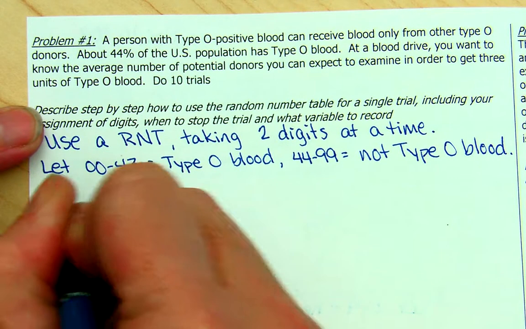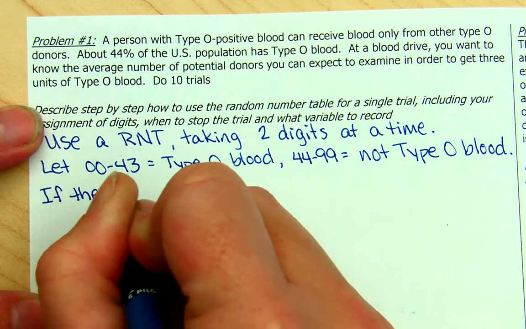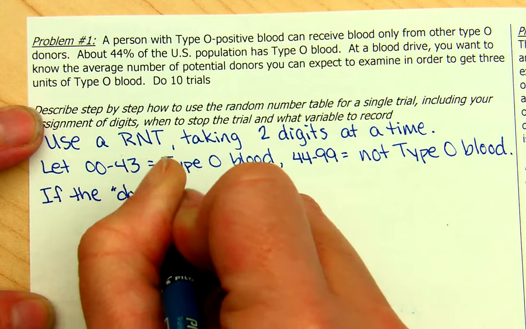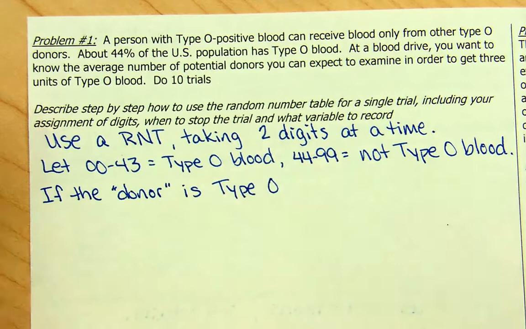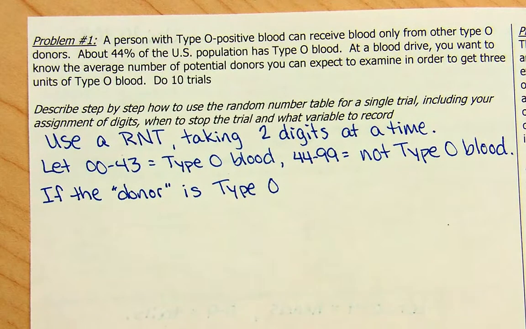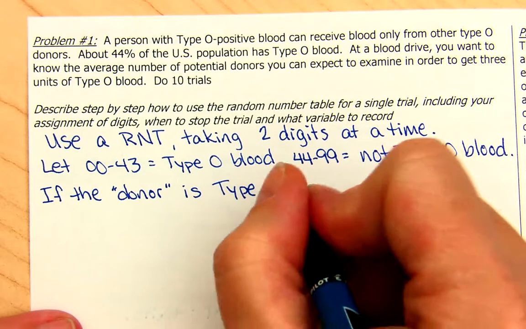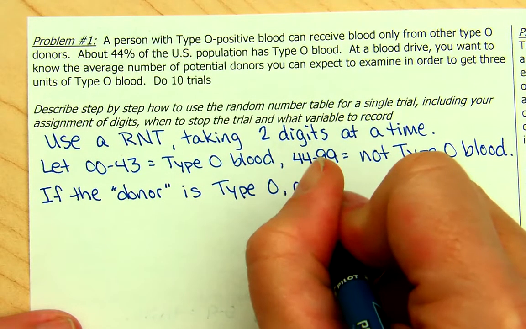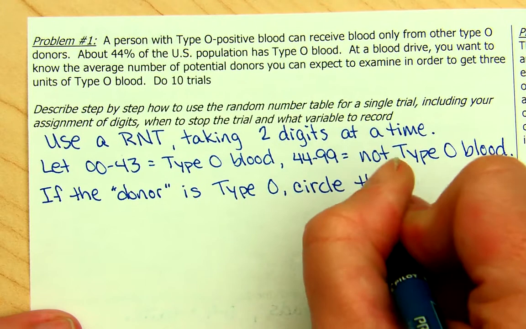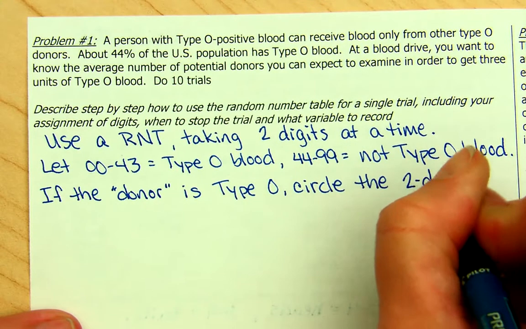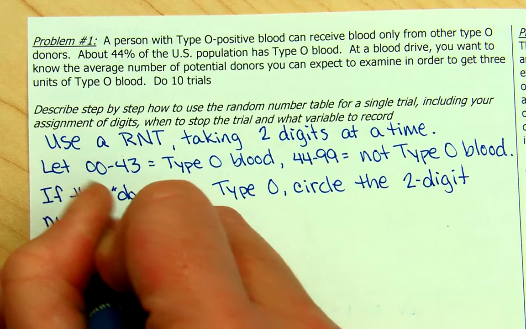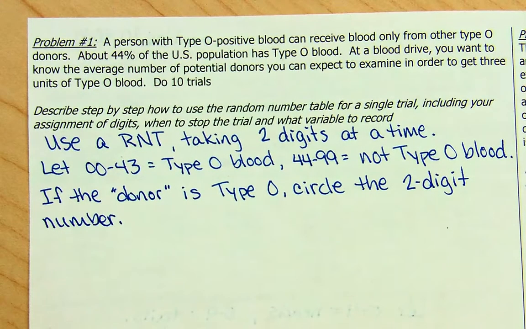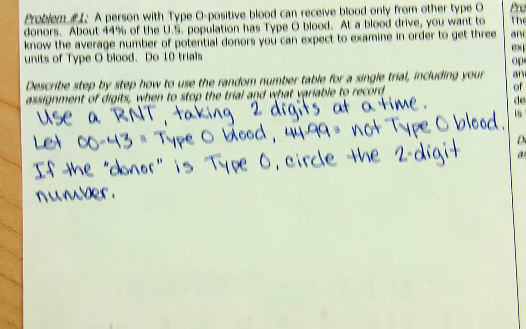So if the donor is type O, I'm going to have to circle that 2-digit number just to keep track of how many of these we have. So I'm going to say circle the 2-digit number. So that's how I'm going to be able to track how many of those I have.